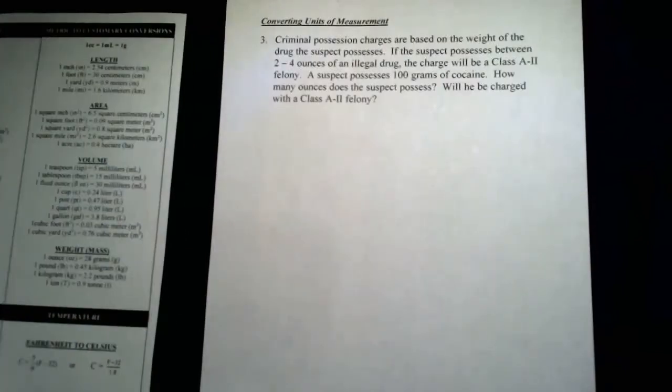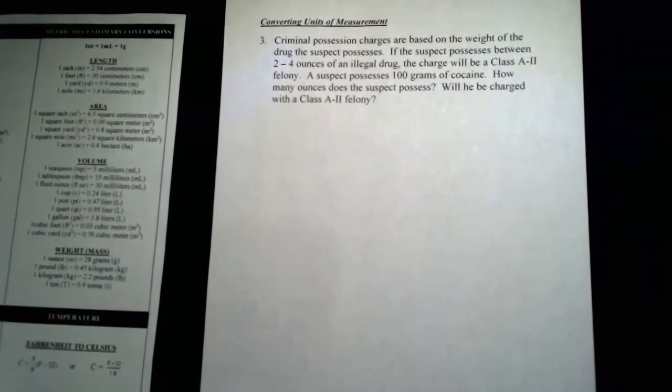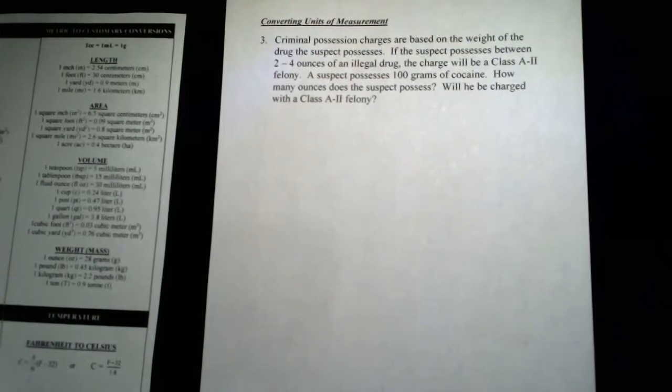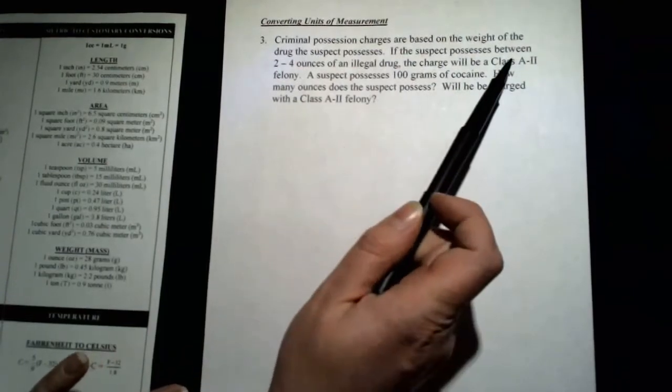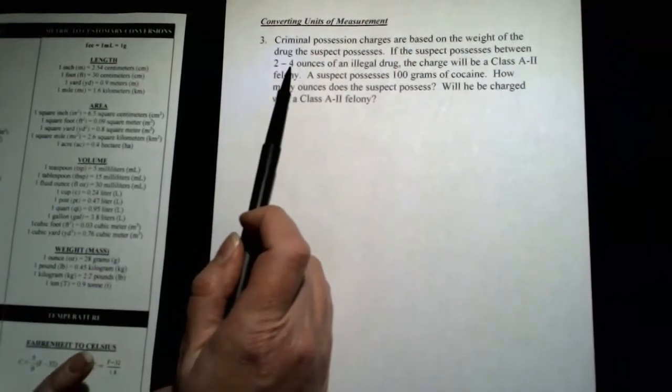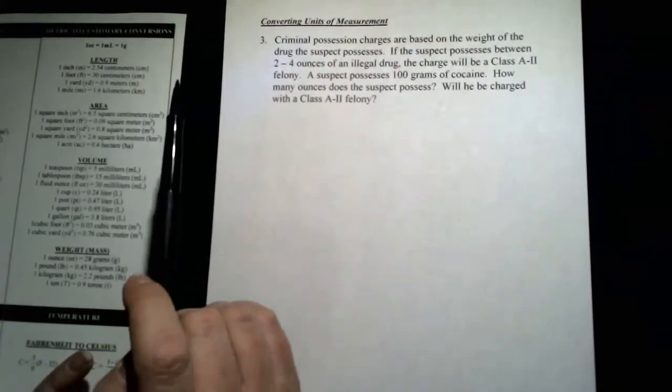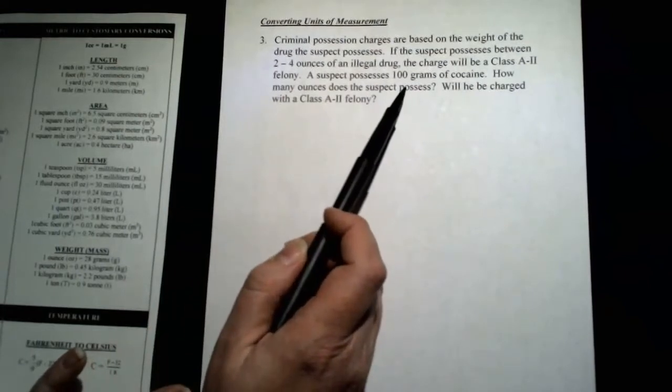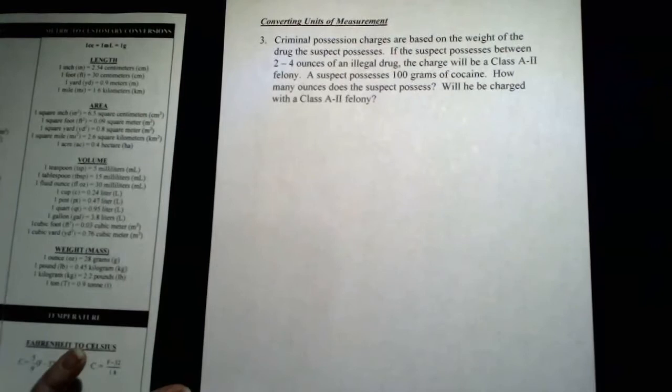Alright, number 3 says criminal possession charges are based on the weight of the drug the suspect possesses. If the suspect possesses between 2 to 4 ounces of illegal drug, the charge will be a Class A2 felony. The suspect possesses 100 grams of cocaine. How many ounces does the suspect possess, and will he be charged with this Class A2 felony? So, some information that we've given. The suspect can't possess between 2 to 4 ounces, otherwise he'll be charged. And he's got 100 grams. The question wants to know how many ounces does he possess.